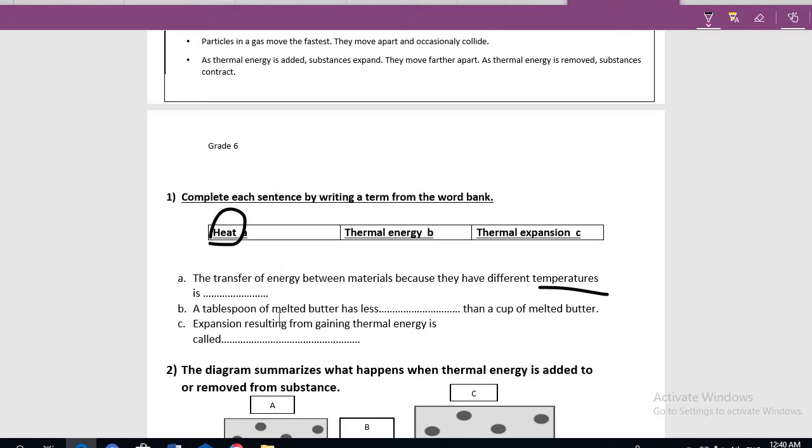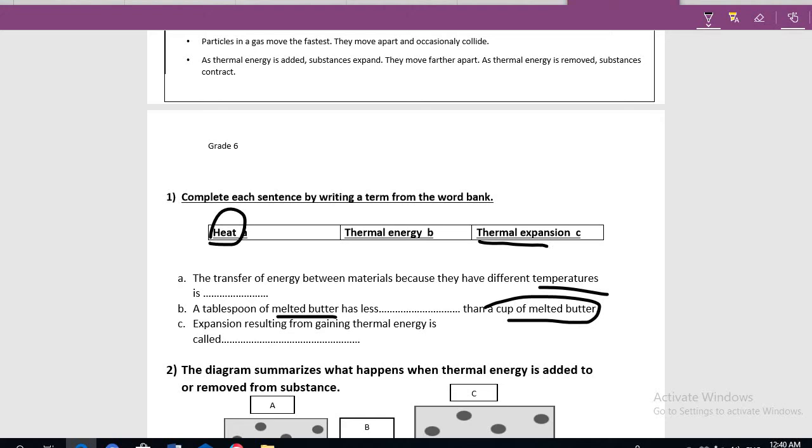A tablespoon of melted butter has less thermal energy than a cup of melted butter because the cup of melted butter has a higher quantity. So a cup of melted butter has more thermal energy, while a tablespoon of melted butter has less thermal energy. Expansion resulting from gaining thermal energy is called thermal expansion.